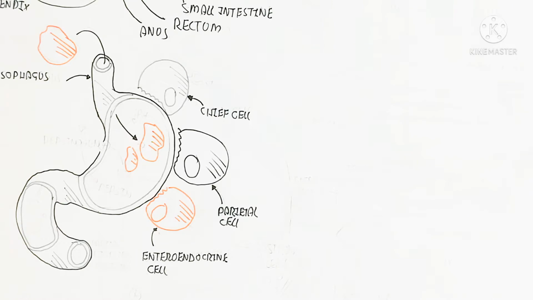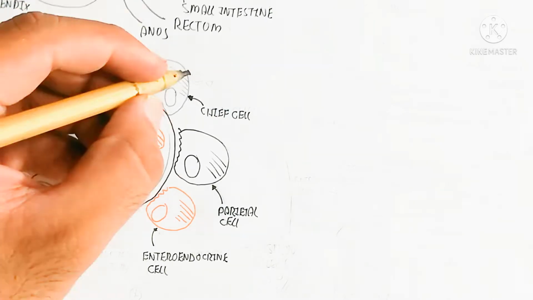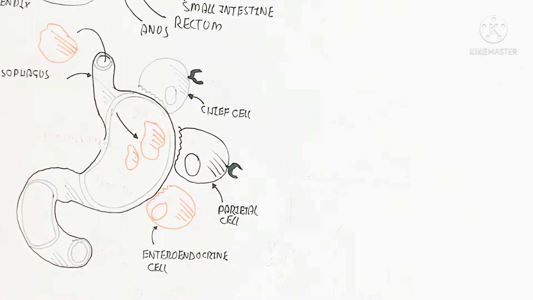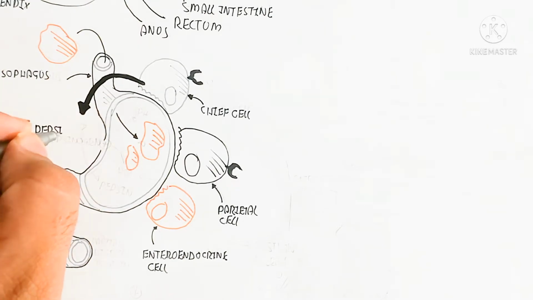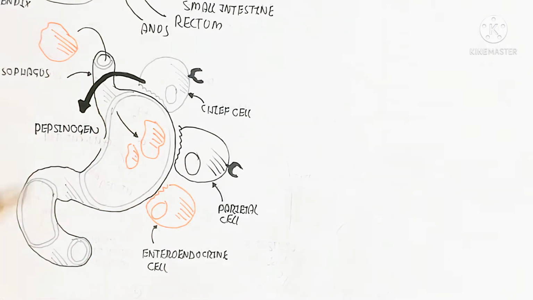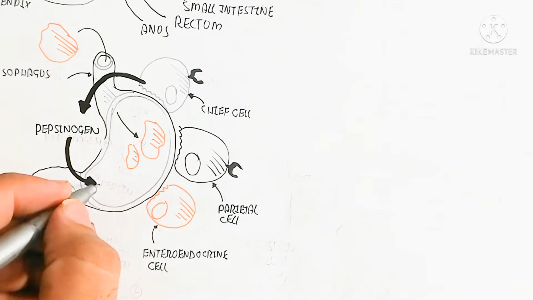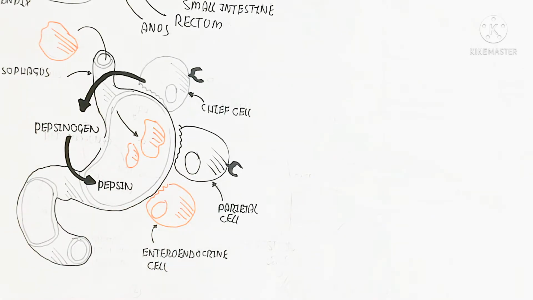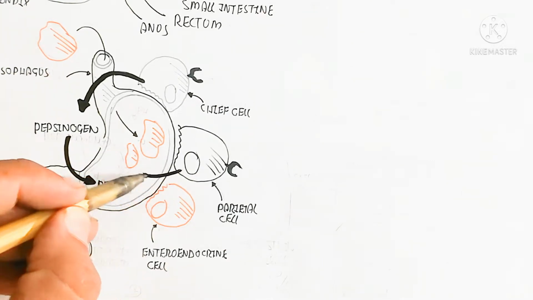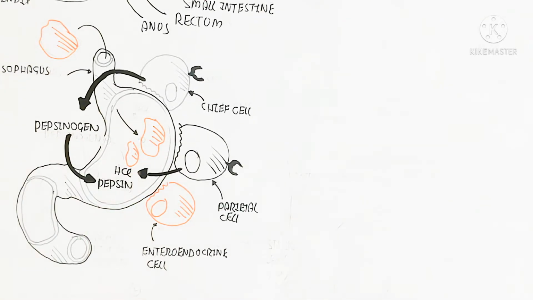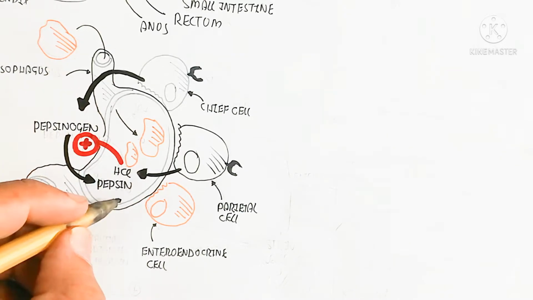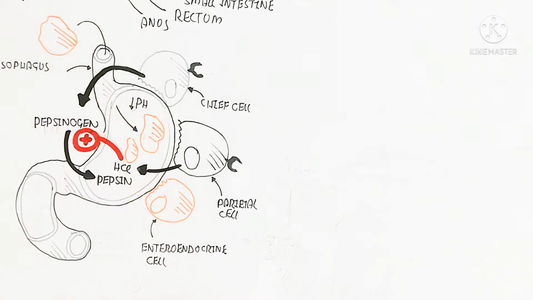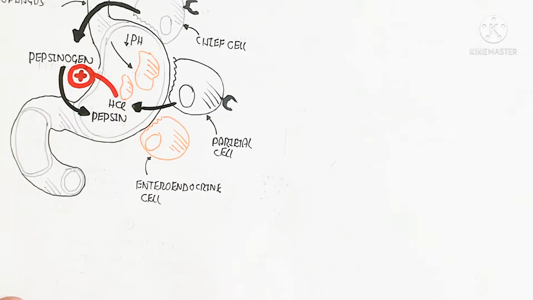Remember, this is the chief cell, parietal cell, and enteroendocrine cell. Basically the gastric pit contains these cells, in the form of a gastric pit. I am not drawing that gastric pit. So here is the pepsinogen. This pepsinogen is released from the chief cell and moves into the stomach. When pepsinogen increases, that will also lead the parietal cell to produce hydrochloric acid. Hydrochloric acid is responsible for the conversion of pepsinogen into pepsin, the active enzyme.